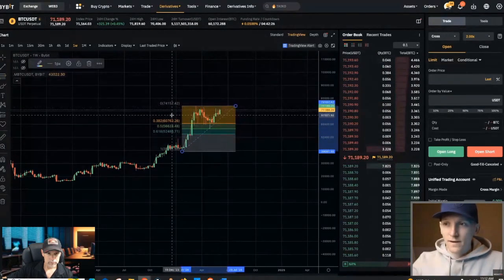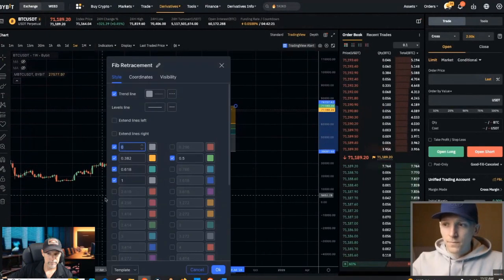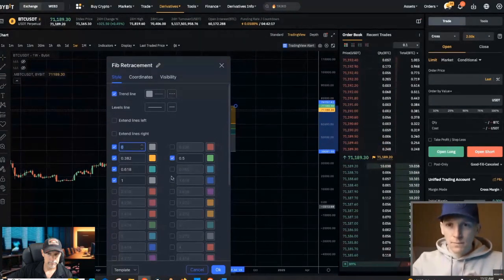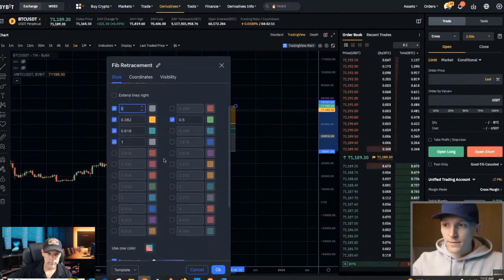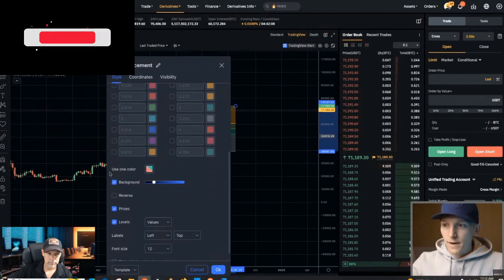Now, if you want to know my settings and what Fib settings to use, I'll just go to settings here. This is it. These are the key levels for me. Some people use others, but these are very simple and really plot the key levels for Fibonacci retracements. So you can screenshot that and see my levels here and the colors and the trend lines. You can also see background here. I'll just turn off background, press OK.